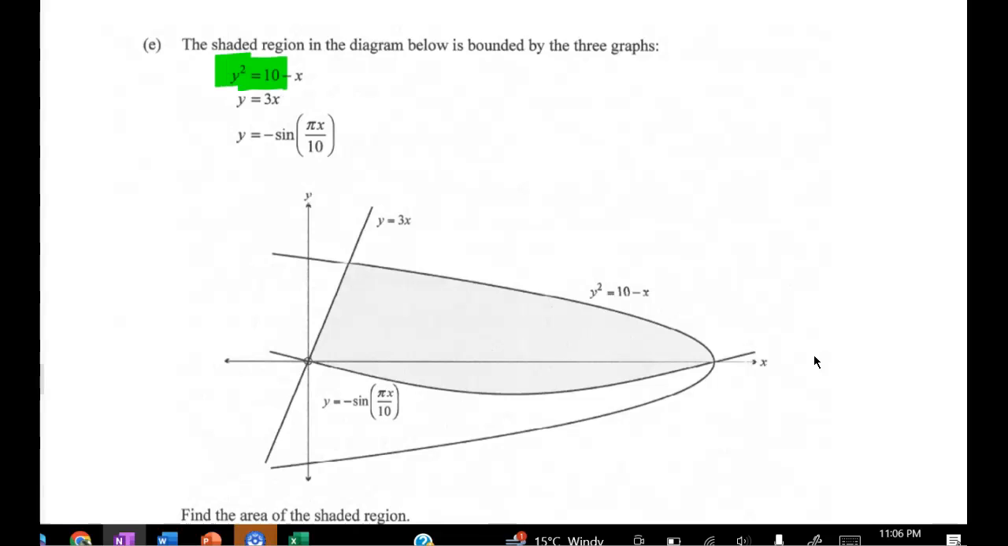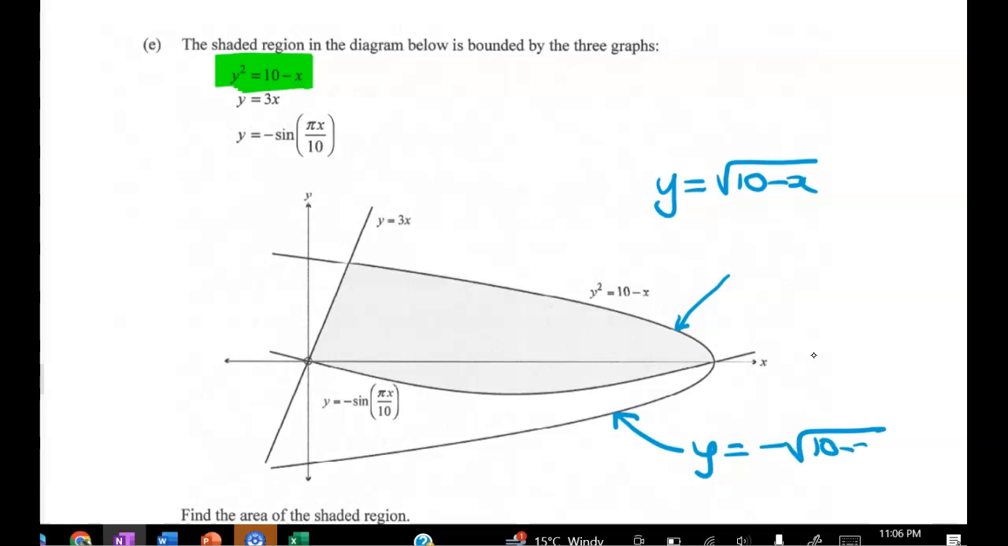The first one is the one that might have freaked a few of you out, which is y squared is equal to 10 minus x. But you can see that what we've got here is a parabola. And we want the top branch of that parabola. So we can rewrite that as y is equal to the square root of 10 minus x. If we were dealing with this bit here, it would be y equals negative root 10 minus x. But it is completely irrelevant in this question, right? So we don't need to worry about it. So what does that leave us with?